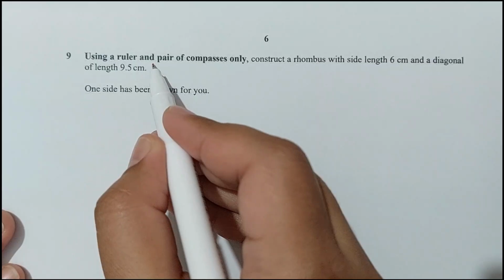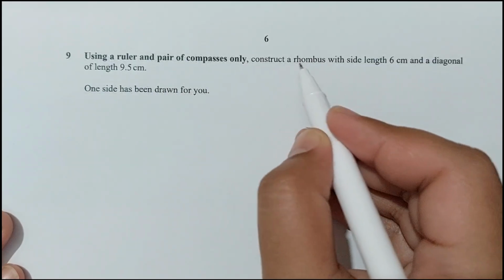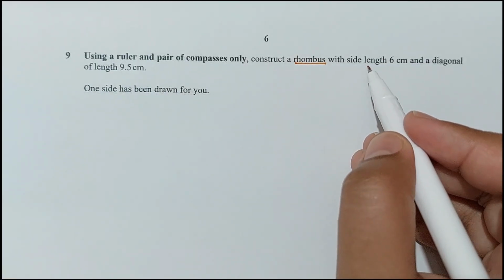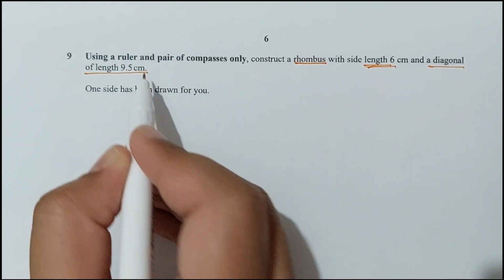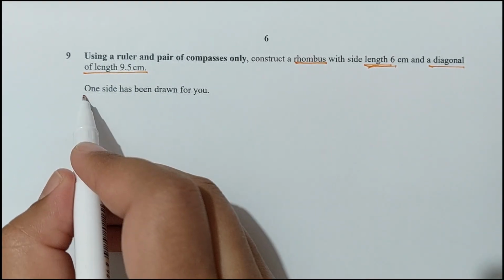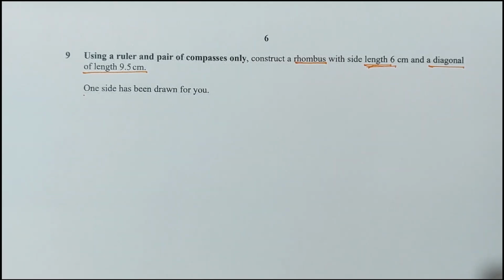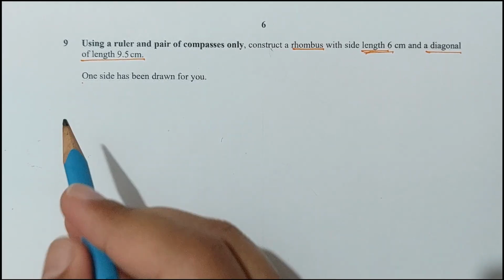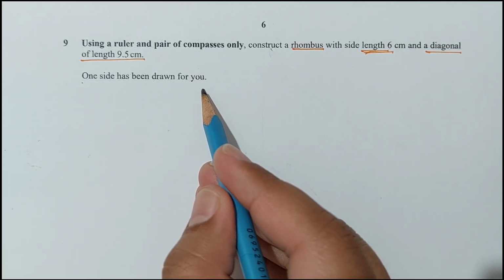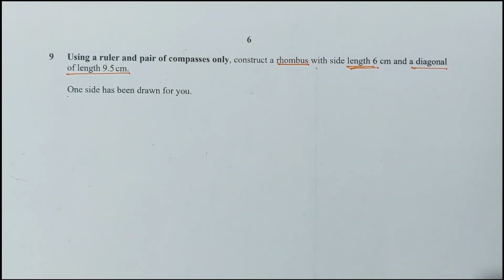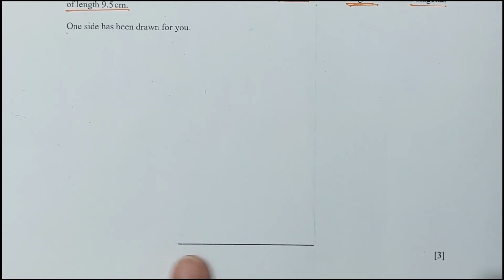Question number 9. Use a ruler and a pair of compasses only. Construct a rhombus with side length 6 centimeters and a diagonal length of 9.5 centimeters. One side has been drawn for you. So when you are given one side of a rhombus, how can we construct the rest of the three sides?